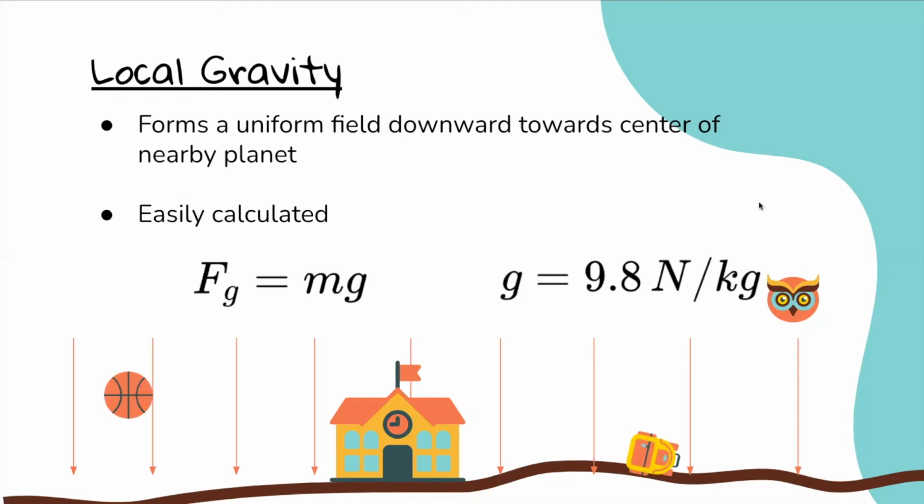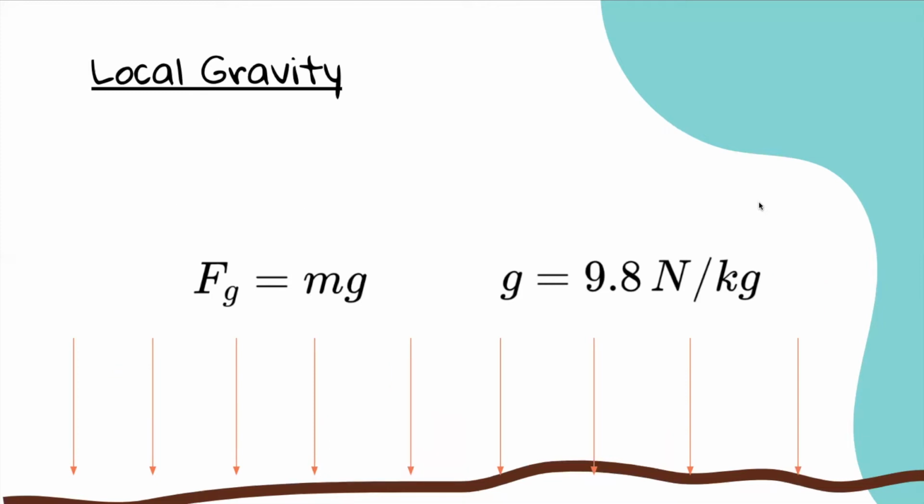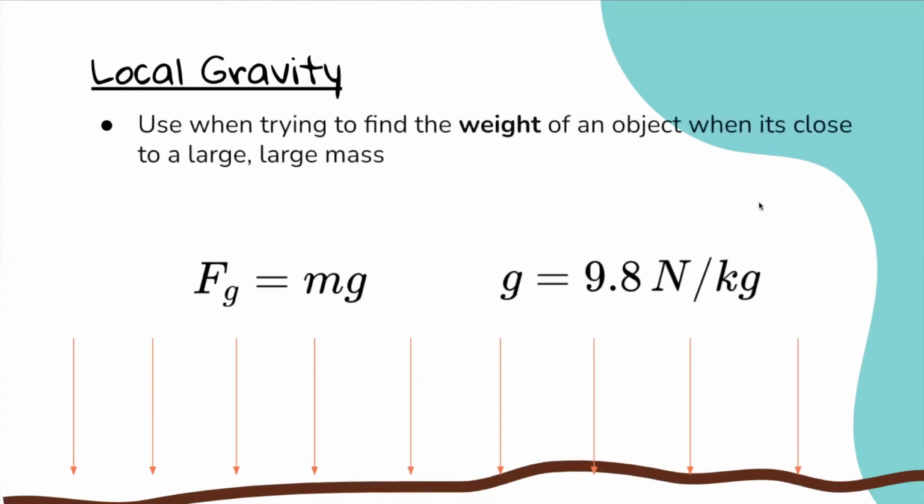Now, let's talk about the basketball for a second. The basketball has a force due to gravity that attracts it towards the center of the Earth. I can use the Fg equals mg equation to find the weight of this basketball because it's close to a very large mass, the Earth.